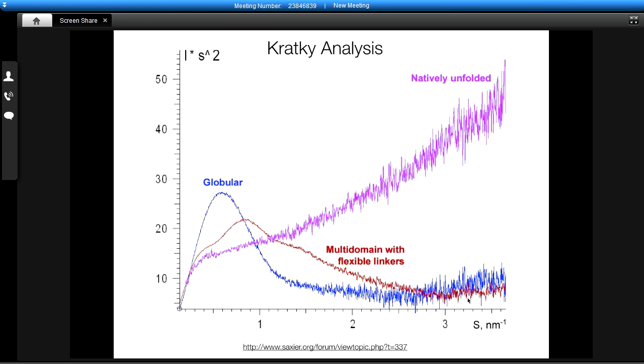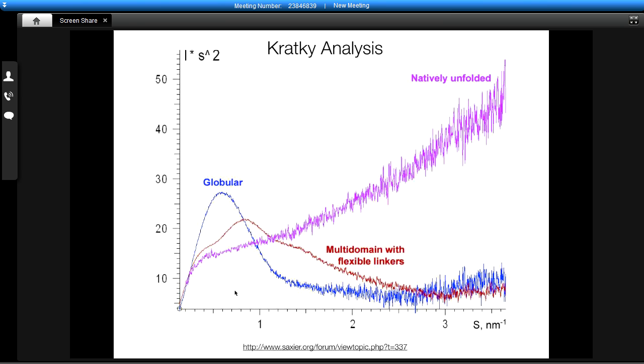I mentioned a second ago the difference between folded and unfolded particles. When it comes to folded and unfolded particles in solution, they have different scattering profiles. What we're plotting here is the intensity times q squared versus q. Again, this is just an example of how S and q are somewhat interchangeable. This is called a Kratky plot. A Kratky plot for a globular protein will show this blue curve. You'll get kind of a Gaussian bell curve type thing where you have a peak and it decays back to zero.